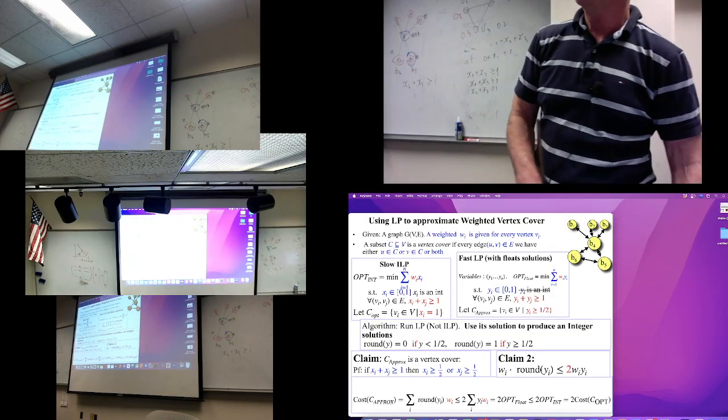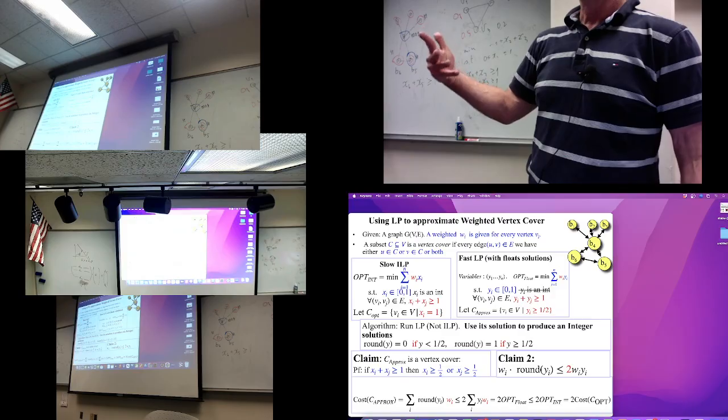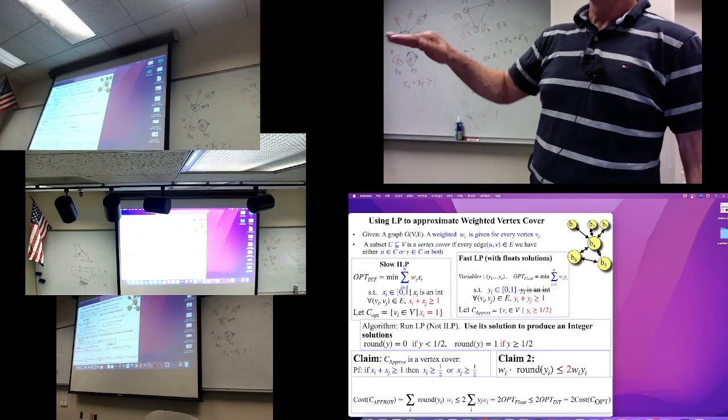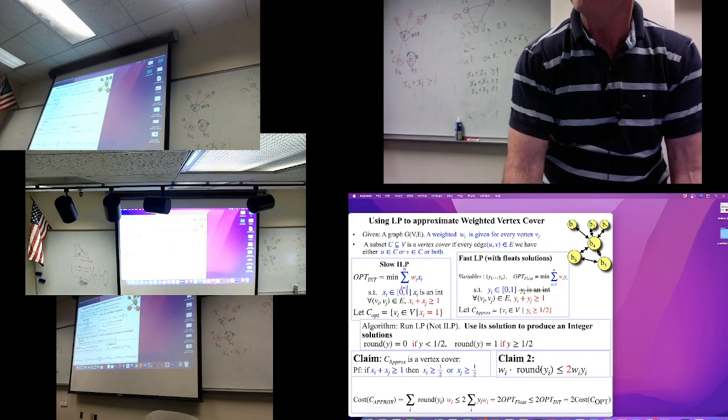So the LP helps me get a good approximation using what we call LP relaxation. The LP, even though it doesn't give the optimum solution, you can massage the value to give you something that is not very far from the optimum.